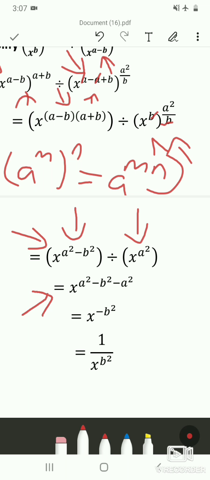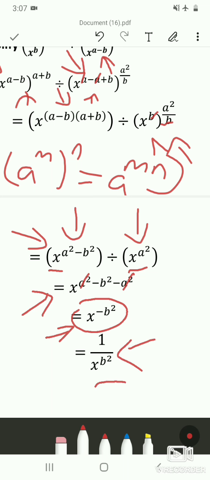So again in this step we are using the second law of indices. So here the base is same x, so we'll get it as x raised to a square minus b square minus a square. So this a square and this a square will get cancelled, so we will be remaining with x raised to minus b square. So again we can write this term as 1 upon x raised to b square. So this is the answer.